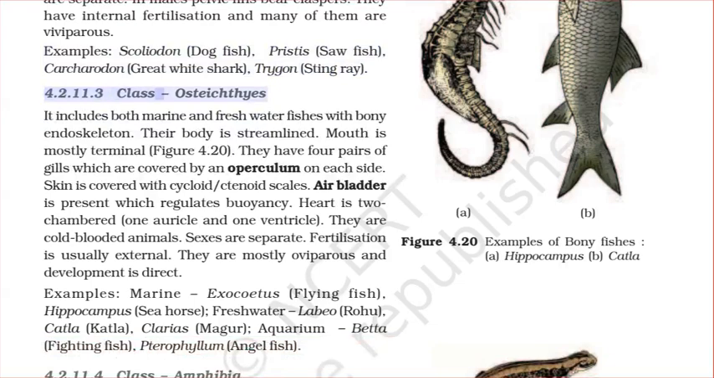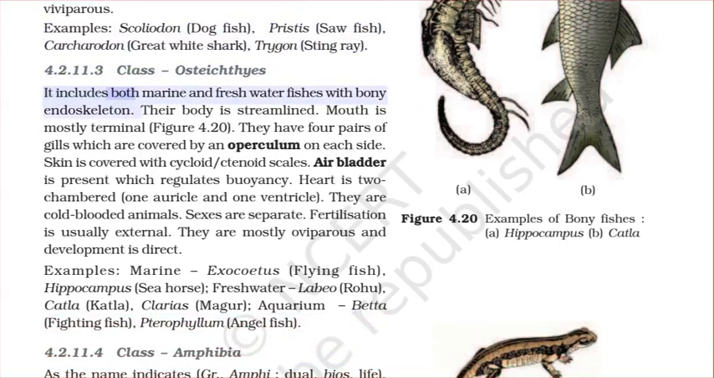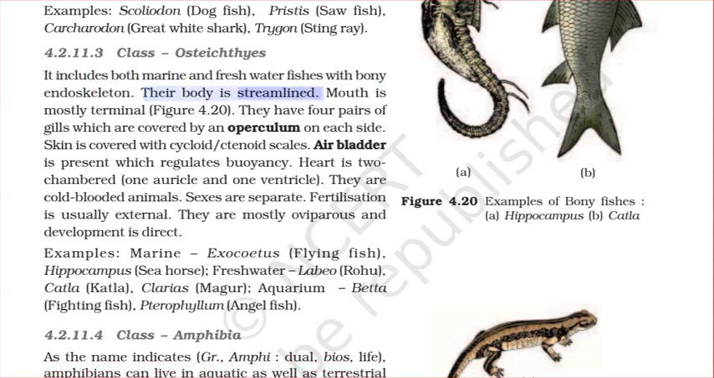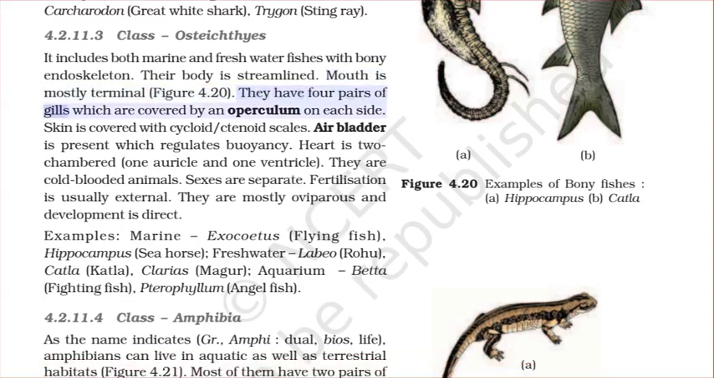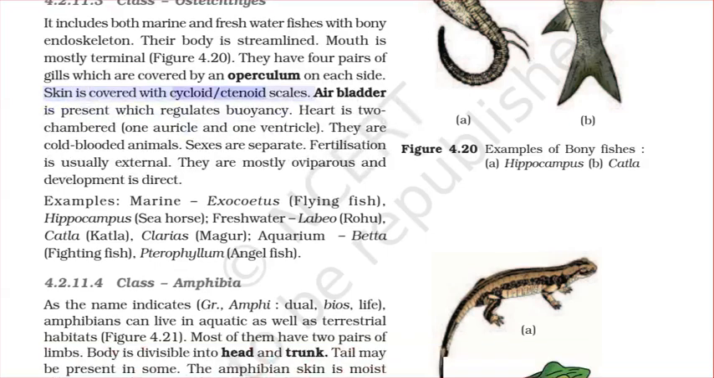4.2.11.3 Class Osteichthyes. It includes both marine and freshwater fishes with a bony endoskeleton. Their body is streamlined. The mouth is mostly terminal, Figure 4.20. They have 4 pairs of gills which are covered by an operculum on each side. Skin is covered with cycloid and ctenoid scales. An air bladder is present which regulates buoyancy.